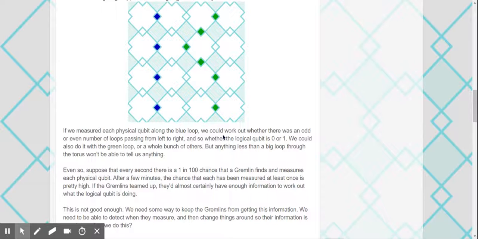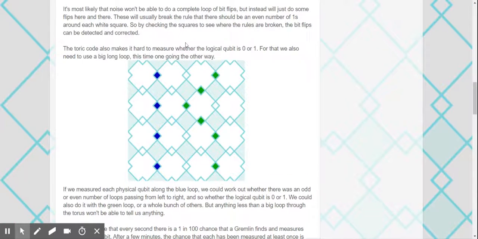If we measured each physical qubit along the blue loop, we could work out whether there was an odd or even number of loops passing from left to right. And so whether the logical... okay, so you're measuring this, and now I get it. For some reason, I just didn't catch it last time.